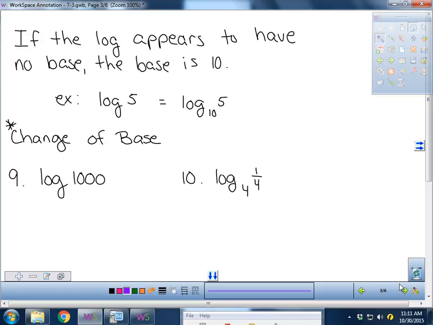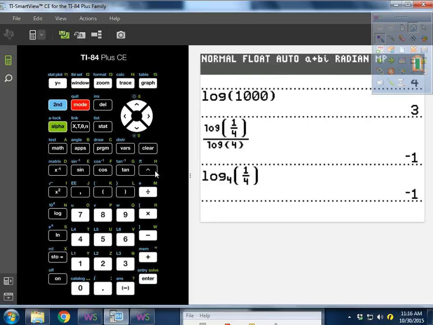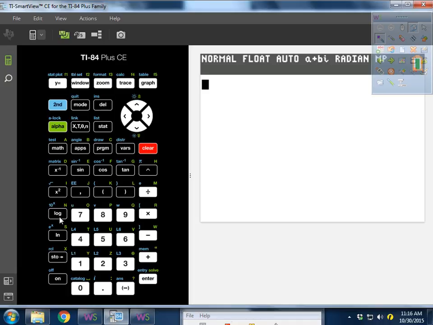Okay? Now let's talk about actually finding the value of a log. If the log appears to have no base, the base is 10. So for instance, I have log 5 here. There's no base right here. If there's no base, that's a base of 10. And in your calculator, you have a button over here to the left that says log. If I press that log, notice that there's no base right here.